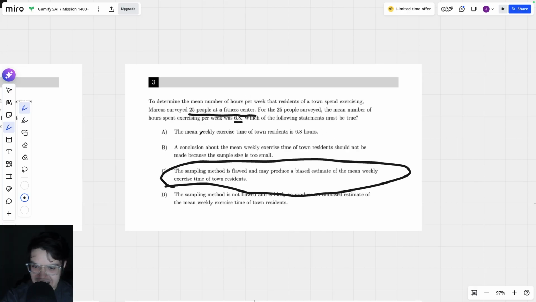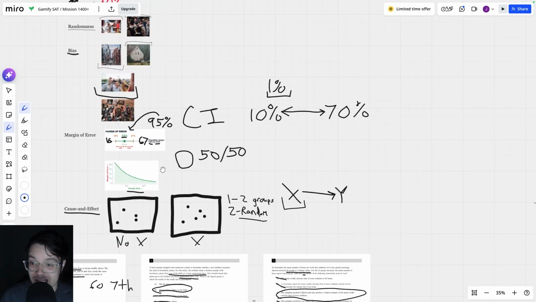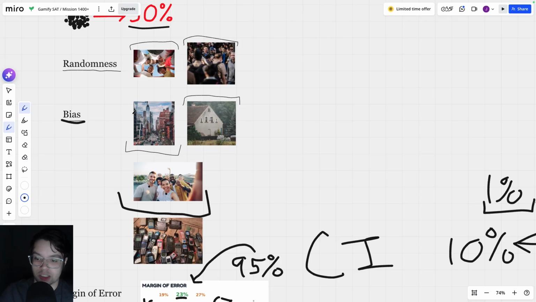We definitely can't say that the weekly exercise time is 6.8 hours for all town residents, because there are definitely a lot of people who don't use fitness centers, so it's probably really biased. This one says it should not be made because the sample size is too small. That's not really the big issue. This could theoretically be enough people if it's a really small town. The issue is that it's just really biased. And then D here, the sampling method is not flawed and is likely to produce an unbiased estimate. Okay, it's not unbiased at all. It's at a fitness center, so therefore it has to be C. This is one of the cases where the bias really would be too much. This is way too much bias to make it a feasible study.